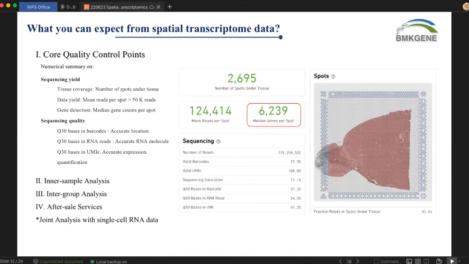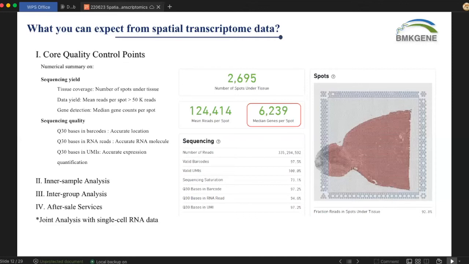For example, the Q30 bases in the barcoding region mean we need accurate location information, and the Q30 bases in the RNA reads make sure that we are getting the right gene information and aligning back onto the reference genome. And the UMI is more on the accurate quantification of the expression.